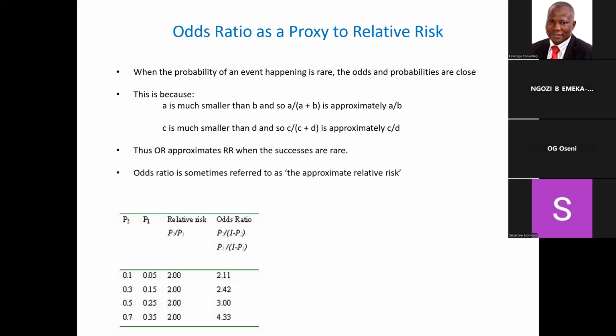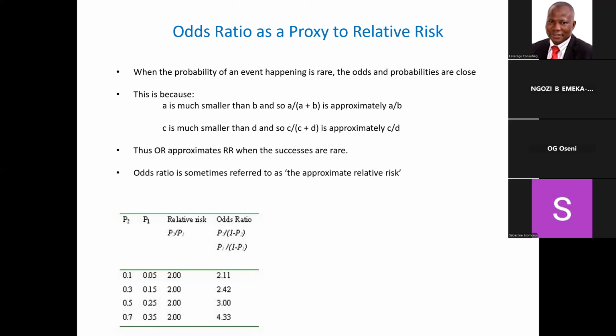When the risk is greater than 50%, the odds, of course, become higher and higher than the risk. Until when the risk is certain, is 100%, the odds is infinity. That's gone to infinity. So you see, as the prevalence of the disease increases, the odds become greater and greater than the risk, and the difference becomes wider and wider.